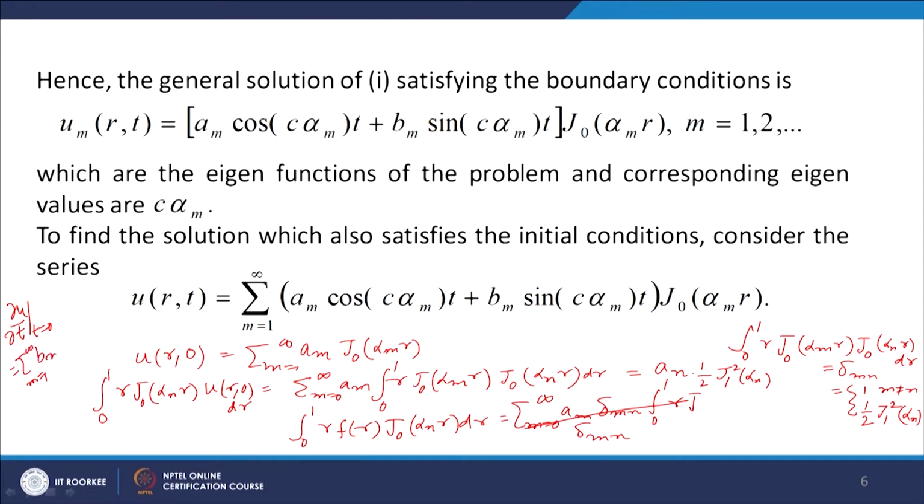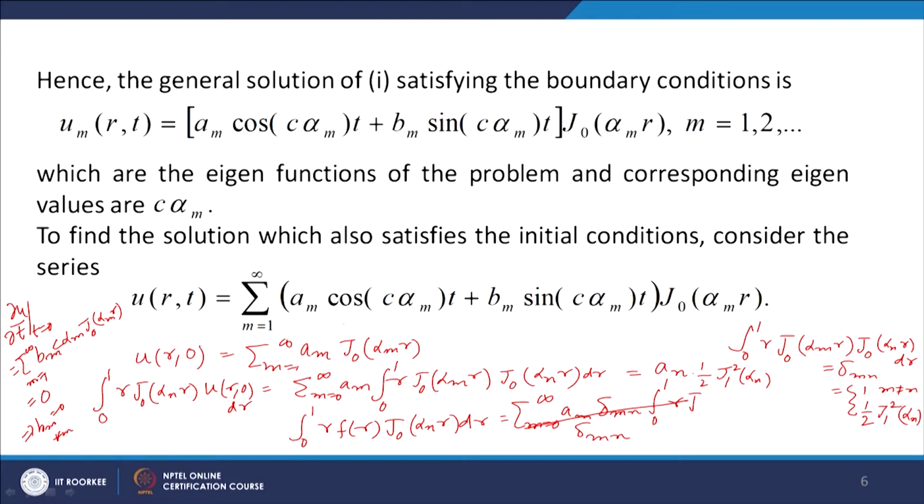of B_m cos c alpha_m t times c alpha_m. So cos c alpha_m t will become 1. So B_m c alpha_m J0(alpha_m r), and the partial of u with respect to t is equal to 0 because we start with the membrane vibrating from rest. So this is equal to 0.